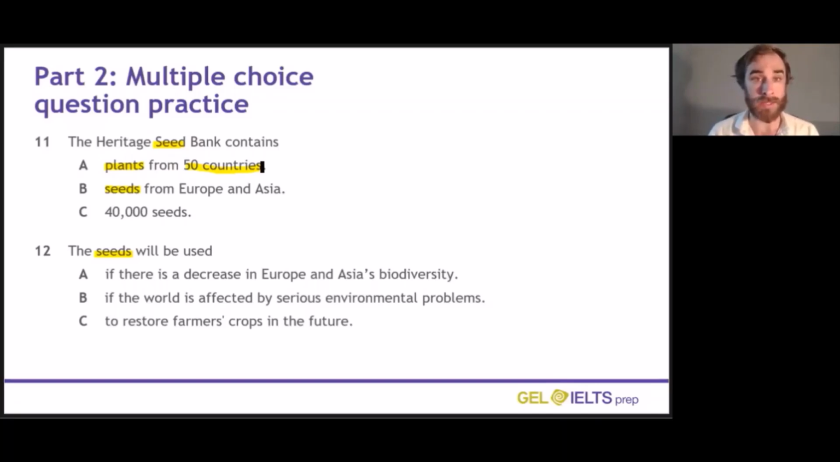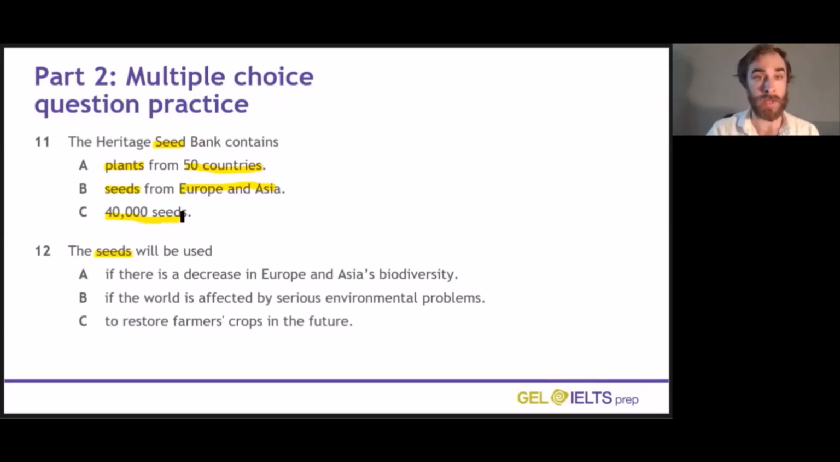In B, we have seeds, and seeds from specifically Europe and Asia. In C, again, we have another number. We want to be careful with this, make sure it really is talking about 40,000 seeds and not something else. Let's look at question 12.